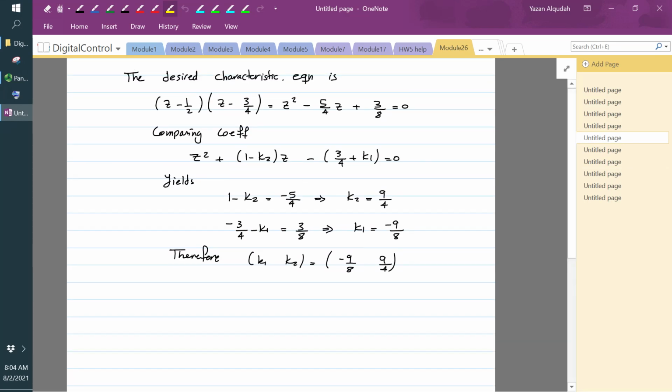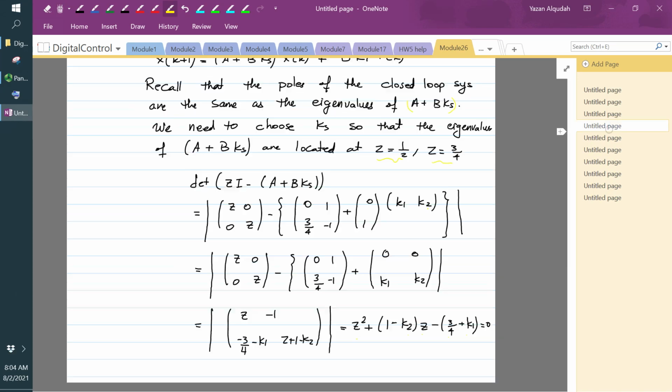So therefore, the desired characteristic equation, this is what the design wants us to meet, is we want a pole at 1/2 and a pole at 3/4. So z minus 1/2 multiplied by z minus 3/4 is going to give me a characteristic equation that is z squared minus 5/4 z plus 3/8 equal to 0.